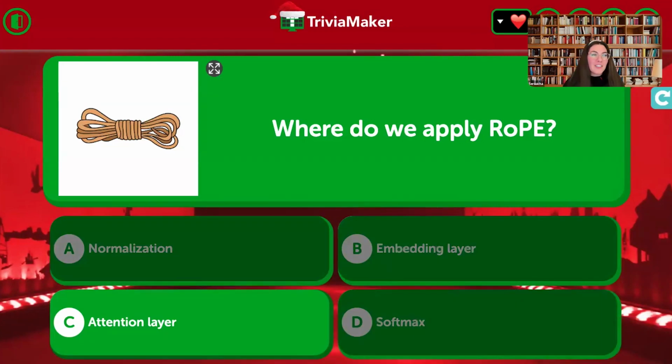Was that obvious? Was it not obvious? RoPE is an embedding strategy, but we apply it during the attention mechanism. Yes, I know. It's intentionally tricky.